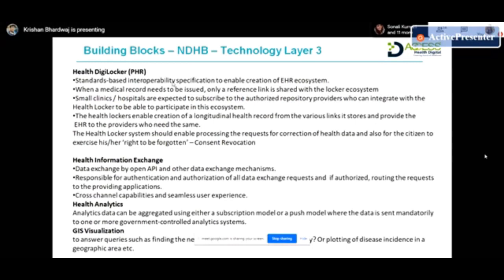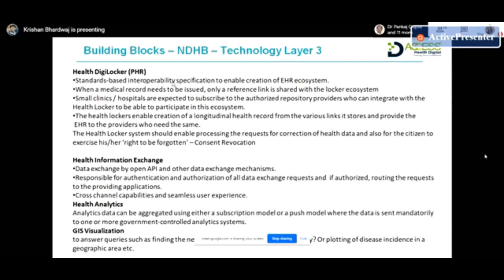Now, a doctor wants to refer the record from Fortis, let us say Saket branch, to Fortis Mohali branch, for example. In that case, all these records are still maintained in their local databases. Fortis Mohali has a database, Fortis Saket has a database. So they should have a mechanism to exchange the patient record from one hospital branch to another hospital branch with the patient consent.